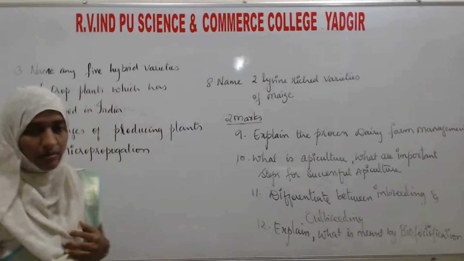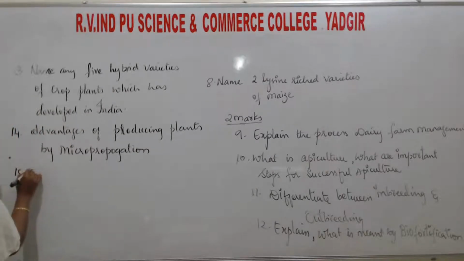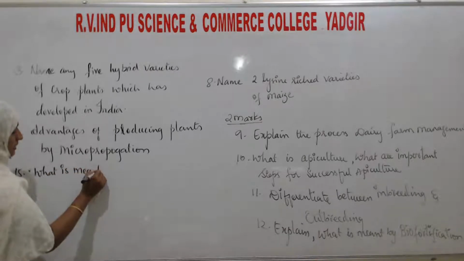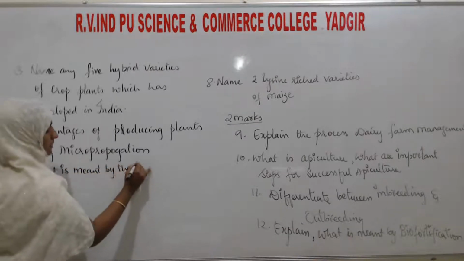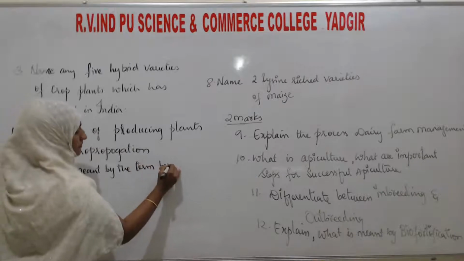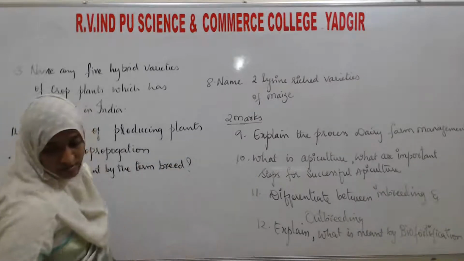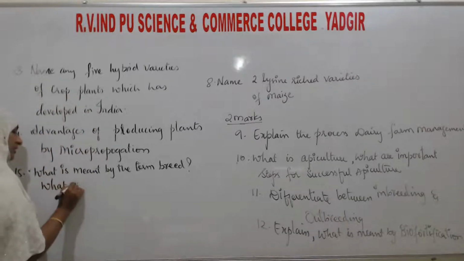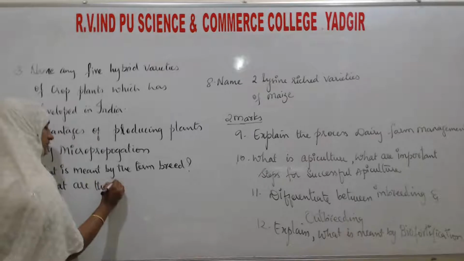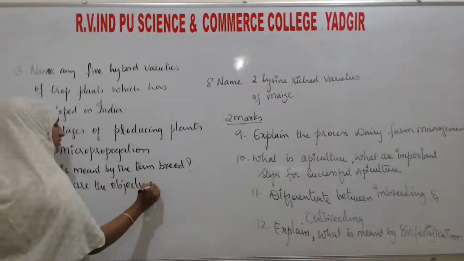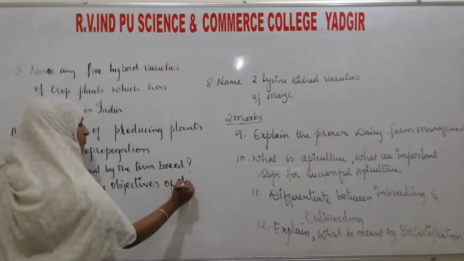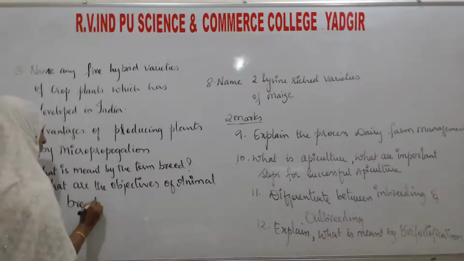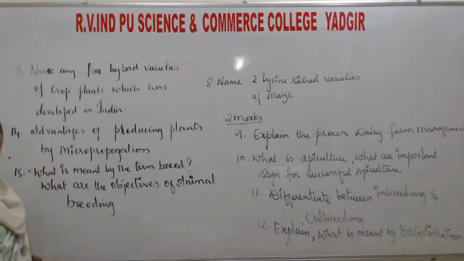Except this, what is meant by the term breed? Then, what are the objectives of animal breeding? So, this question is for 2 marks.